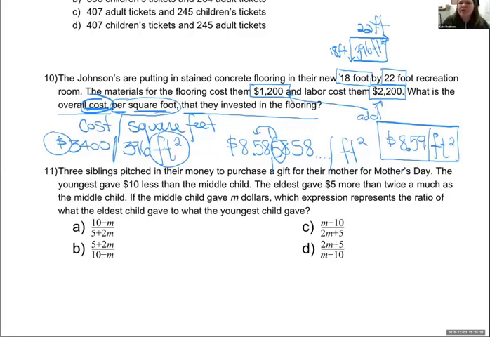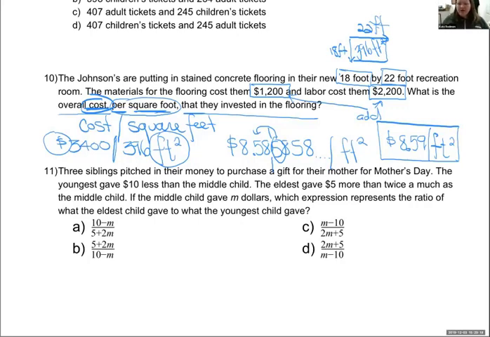Okay, so let's look at number 11. I don't want to freak you out with 11 and 12. They're challenging problems and they fall under the heading of algebra. But you can use simpler values to think about them, and that's what we tried before. So let's look at 11. It says 3 siblings pitched in their money to purchase a gift for their mother for Mother's Day. The youngest child gave $10 less than the middle child. The eldest gave 5 more than twice as much as the middle child. Now it says if the middle child gave $m, which expression represents the ratio of what the eldest child gave to what the youngest child gave?